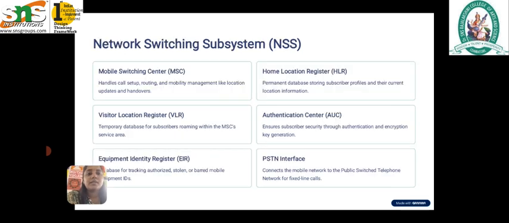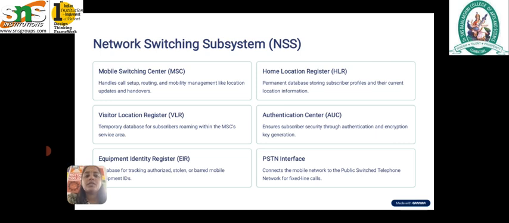Next one is the network switching subsystem. The network switching subsystem involves six categories of components. The first one is the mobile switching center, where it handles call setup, routing, and mobility between the devices, and also manages the updates and handover of communication between the users. Visitor location register manages and stores the temporary database of the subscriber or the identity of the user between the roaming network or services across the area.